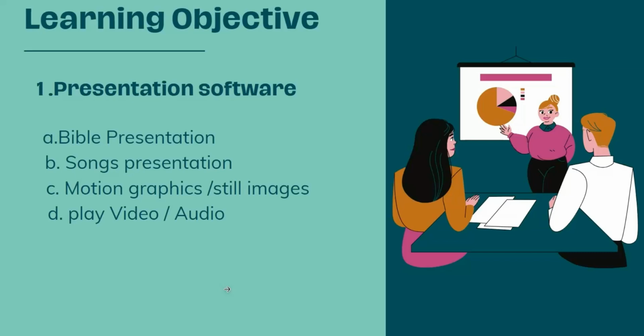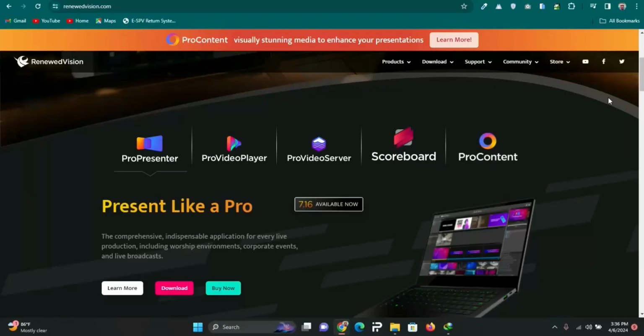Okay, so when you look at our first software over here, we have our presentation software. We are going to look at the softwares we can use for Bible presentations, song presentations, motion graphics or still images, to play audio or videos in the church auditorium. I'm going to show you the softwares we can use to achieve these results. Some are paid softwares and some are free software, so I will show you all this.